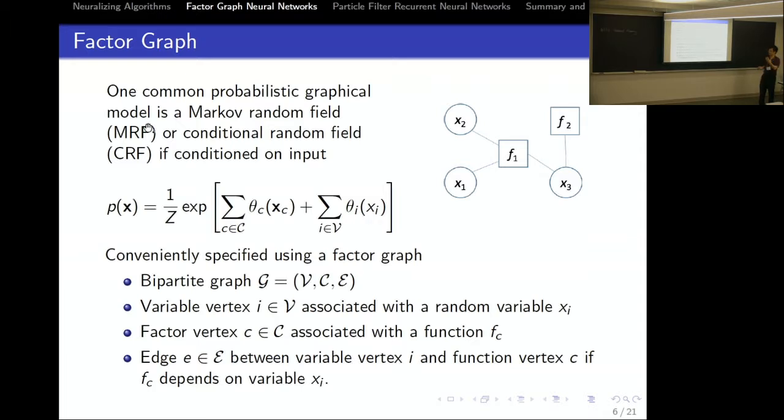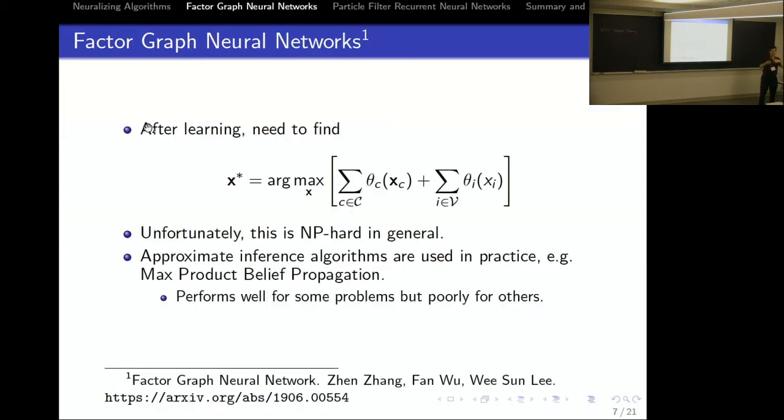Okay, so this is one way to specify graphical models. But the thing I'm interested in is the factor graph data structure, because we are going to do message passing over the factor graph data structure. After learning, usually in a graphical model, you're interested in finding the configuration that maximizes this particular value, the probability, let's say.